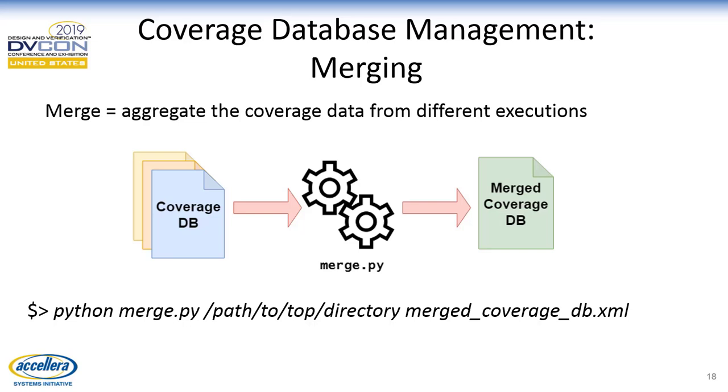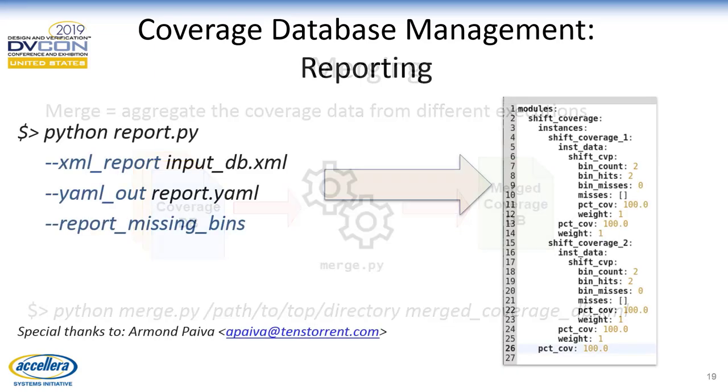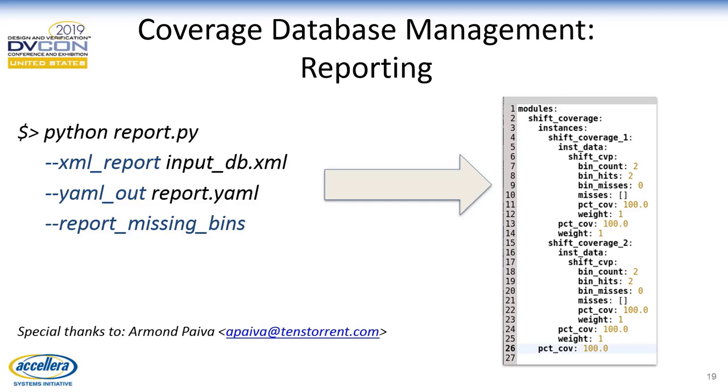It's just a script which receives a top directory and searches for all the coverage databases, and then it will merge them together. We have another tool which was developed by one of the contributors to the GitHub repository. Special thanks to Armand Paiva for this. It's a tool for reporting on a coverage database. So you get a coverage database, and you want to see the actual numbers without visualizing them through the GUI, through the web interface. You can use a script to dump the data in some more user-friendly format so that you can process it. And this is the script for it.